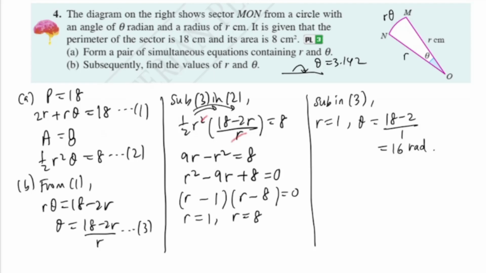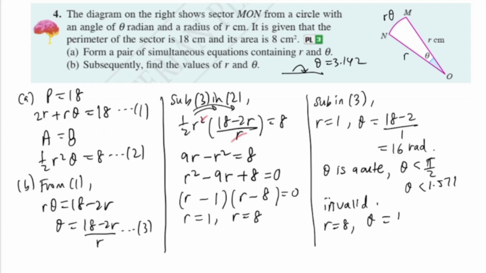You can see from the diagram that theta is acute. Acute means it must be less than pi over 2. Pi over 2 is approximately 1.571, right? So that's why we have to say this is an invalid answer. We just say r is an invalid solution, or you can say reject. But I don't like to say reject. It sounds very mean. You're rejected. Okay, so let's take r equals 8.